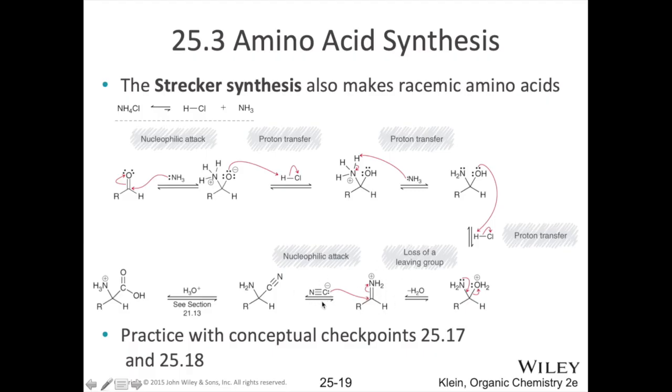You can then tack on a cyanide ion, like in the form of potassium cyanide or sodium cyanide, that's your nucleophile here, and we basically get this nitrile group, which we can then hydrolyze into the corresponding carboxylic acid group.